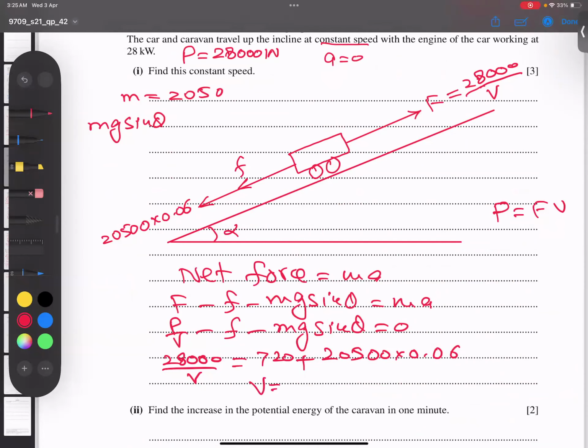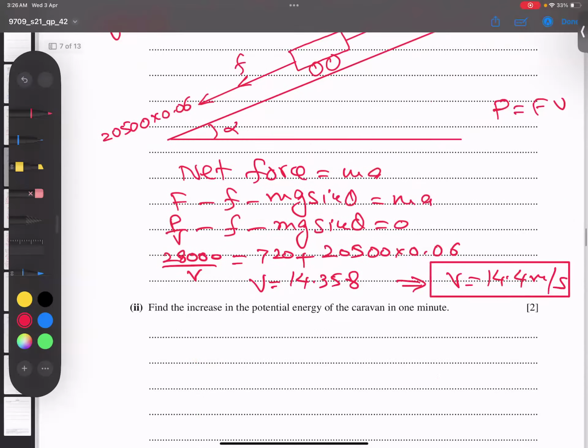Hold on. So I'm getting here 720 plus 20500 times 0.06, and the answer I get is 1950. So 1950, and 28,000 divided by this answer, and I get directly 14.358. After rounding, I get 14.4 meters per second. So I hope the point is very clear.